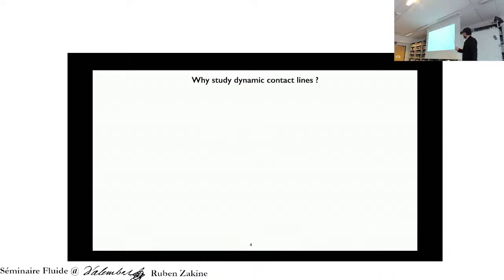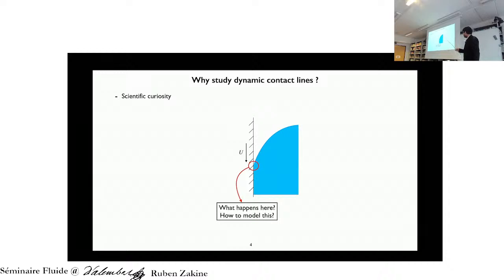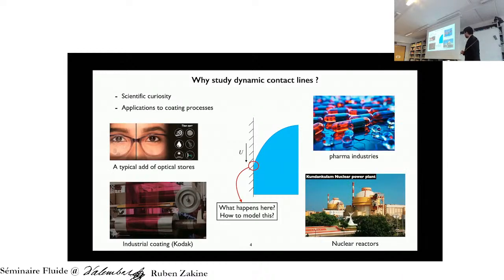Now, it's natural to ask why we study contact lines. The obvious reason is our scientific curiosity: we are interested in what happens at this three-phase contact line when it is moving, especially, which will be the focus. And on the applications part, this has many applications to all kinds of coating processes.